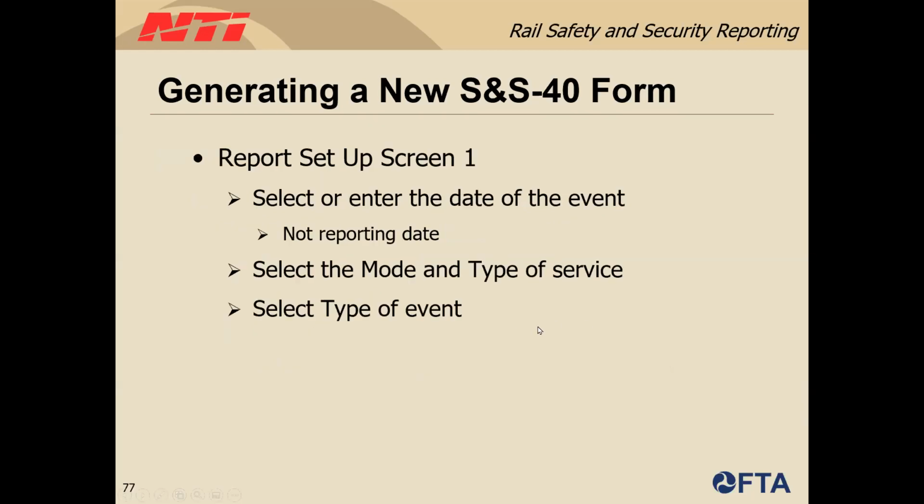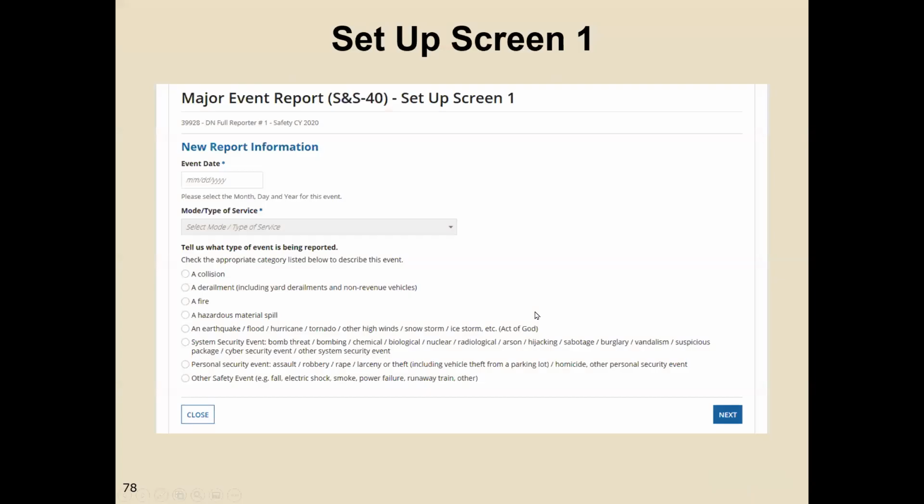All right, so when you create the new SNS 40 form, the first 2 screens act as a wizard to help you determine if the event meets a threshold. So the first screen, setup screen 1, captures the date of the event, the mode and type of service, and the event type. This is a snapshot of that screen.